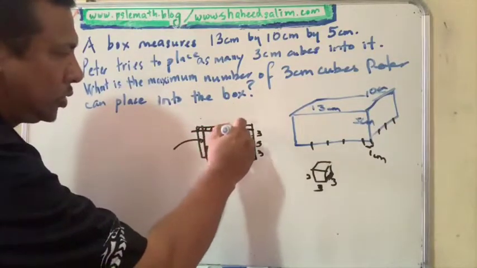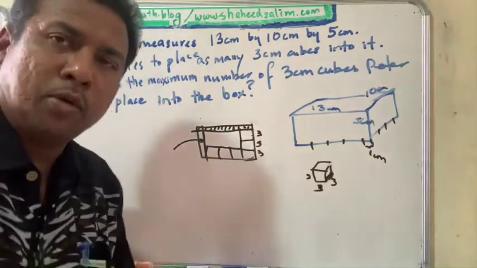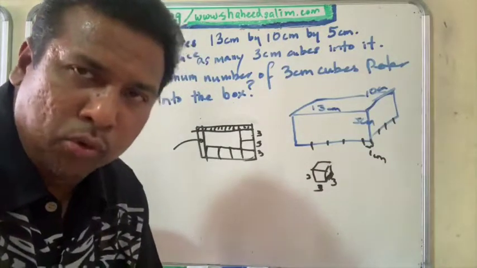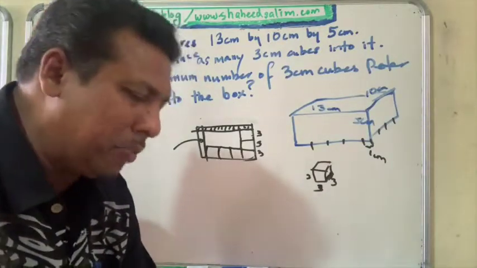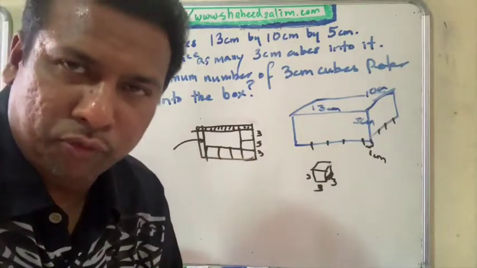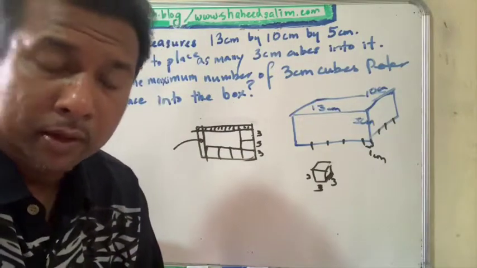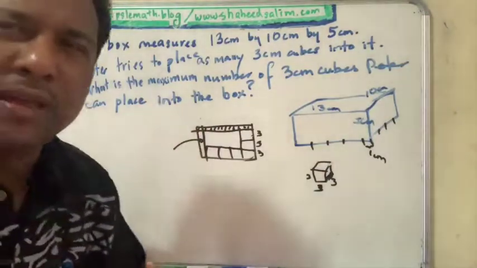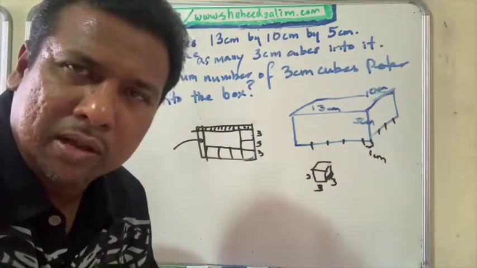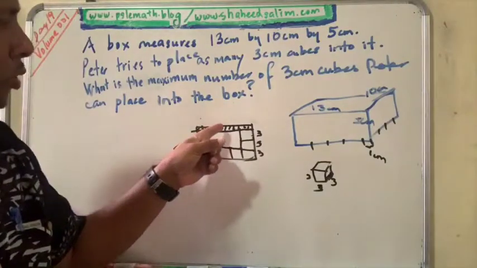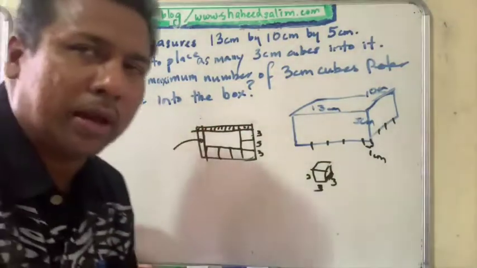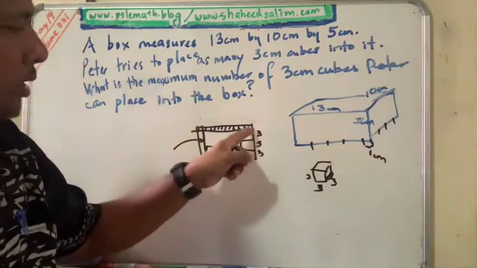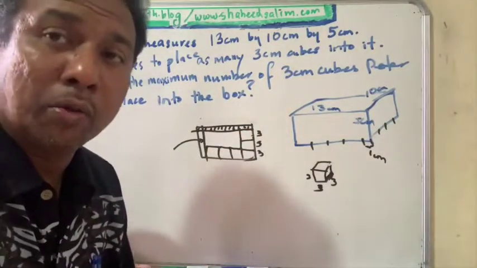Just like when you buy things contained in a box, or you receive a box, when you open it up, you might find that the box is not fully used. Sometimes there might be gaps like this, and in these gaps you cannot squeeze a 3 cm cube into a 1 cm space. You got to leave it as unused. So you do not count this part as 10. You count this part as 9.